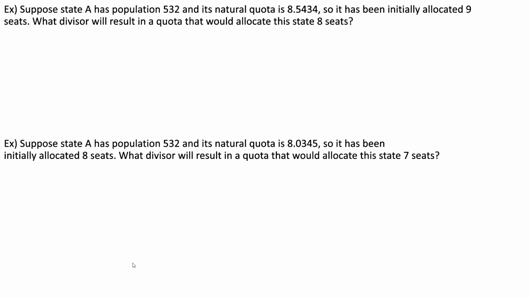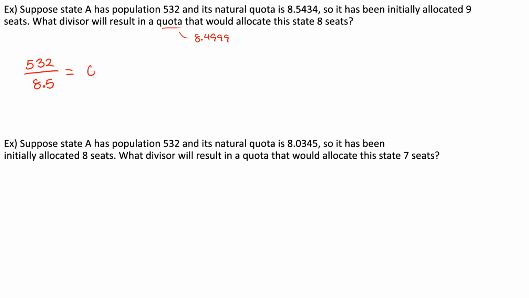So we'll look at some examples here. Suppose state A has a population of 532 and its natural quota is 8.5434, so it has been initially allocated 9 seats. What divisor will result in a quota that would allocate this state 8 seats? So if their quota is something like 8.4999, this is enough to get it to round down. So what we can do is take our state population, divide it by 8.5, and this will tell us exactly what divisor would guarantee a quota of 8.5.